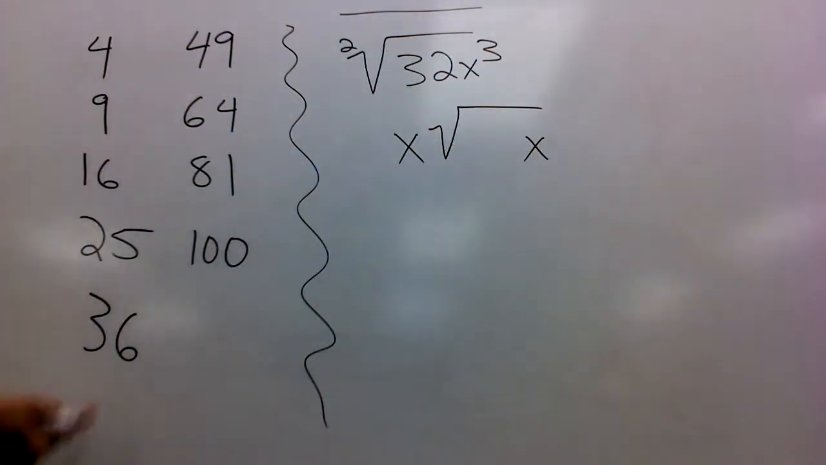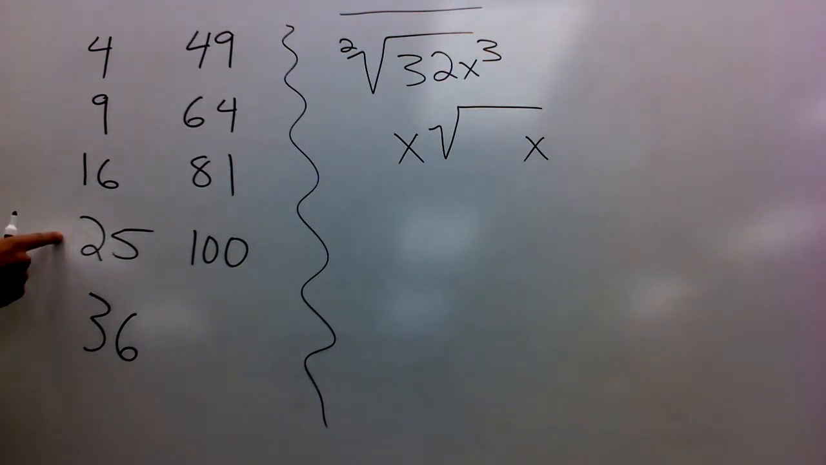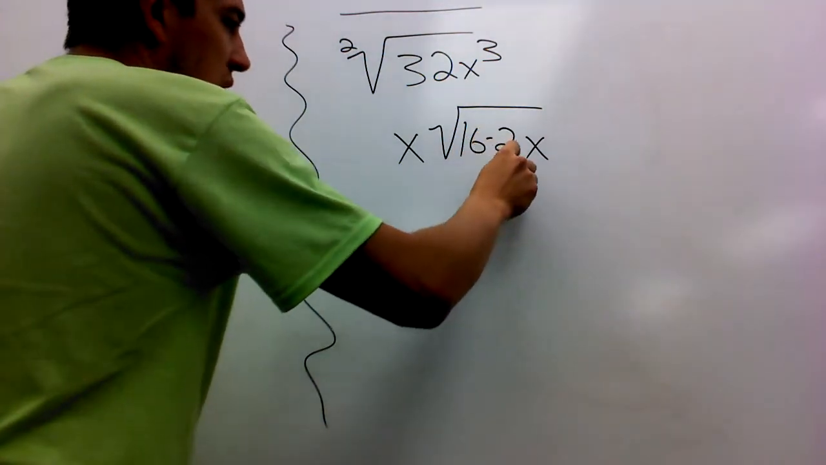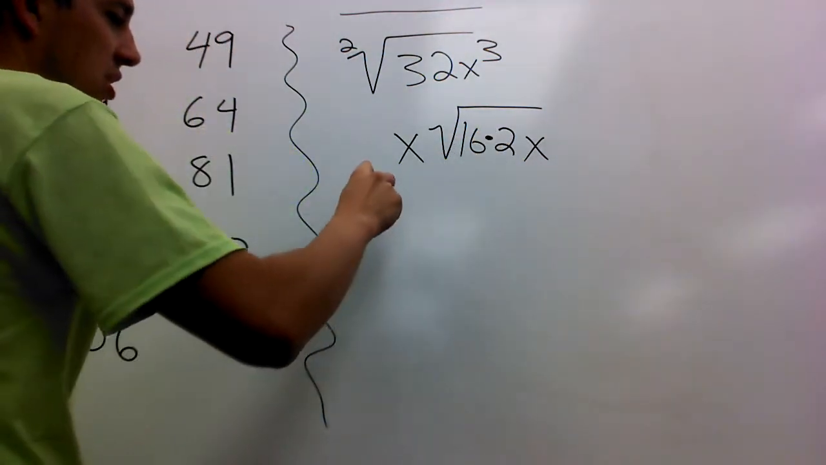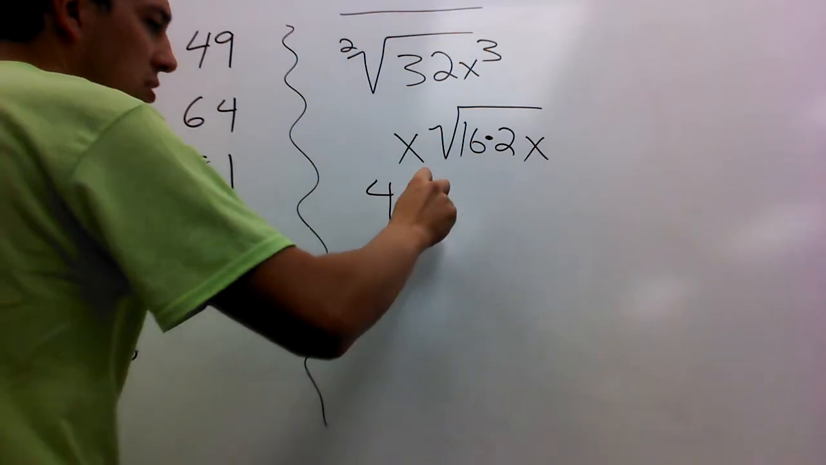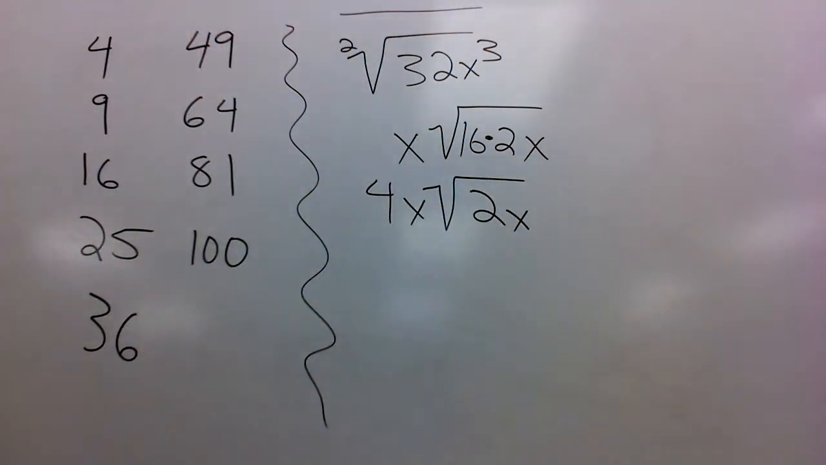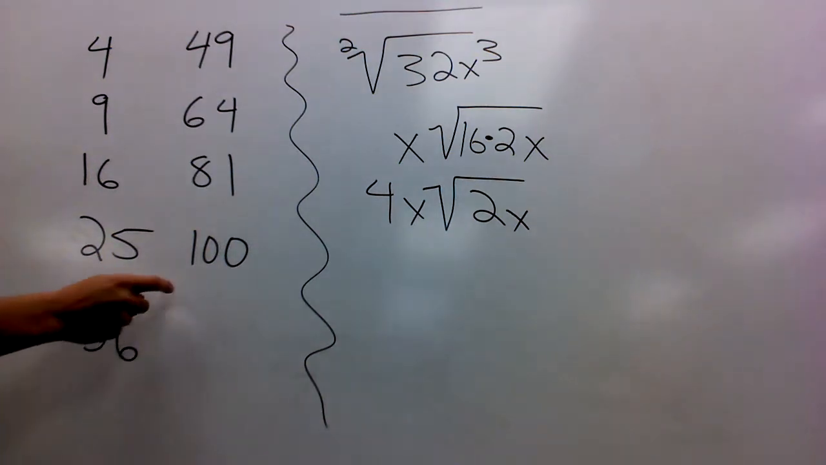32. Biggest number that goes into 32. Not 36, not 25, but 16 again does. 16 times 2 is 32. Square root of 16 is 4, so it's 4x radical 2x. See how this list is important? We need this list.